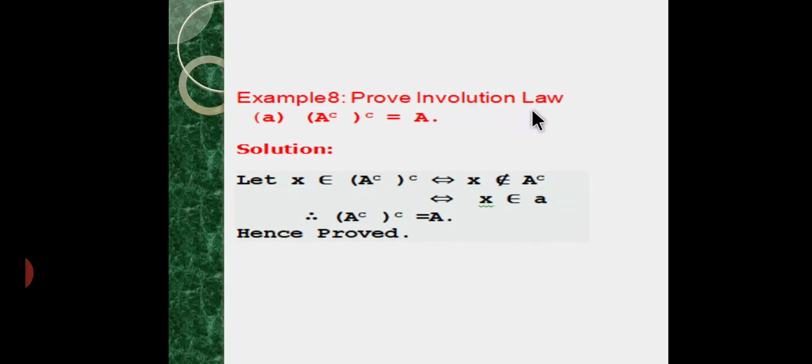Prove the involution law. The law is A complement whole complement gives A. So let X belong to A complement whole complement. So X belongs to A complement whole complement means X does not belong to A complement. So X does not belong to A complement means X belongs to A, capital A. From that we write A complement whole complement is equal to A.